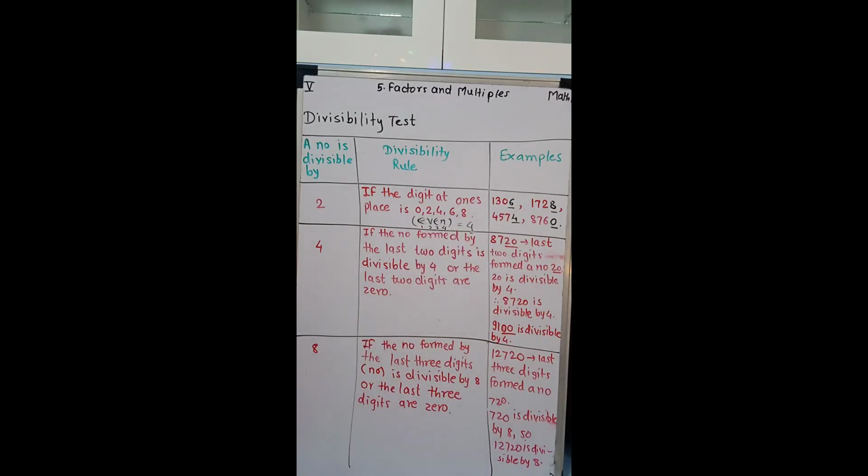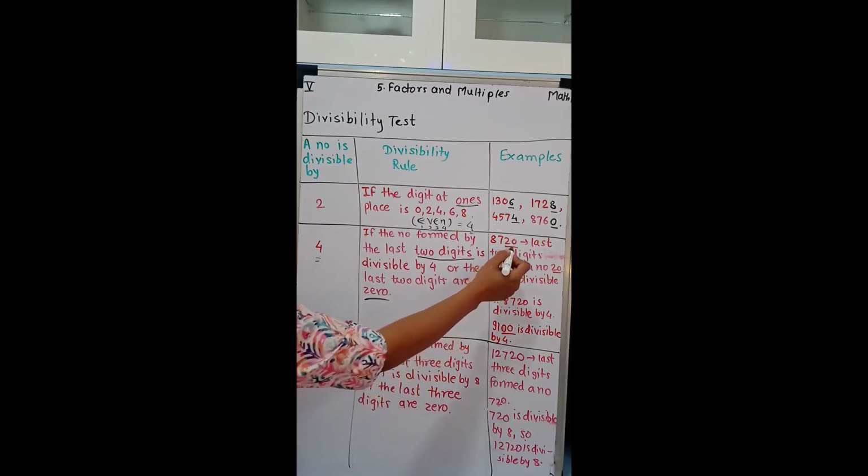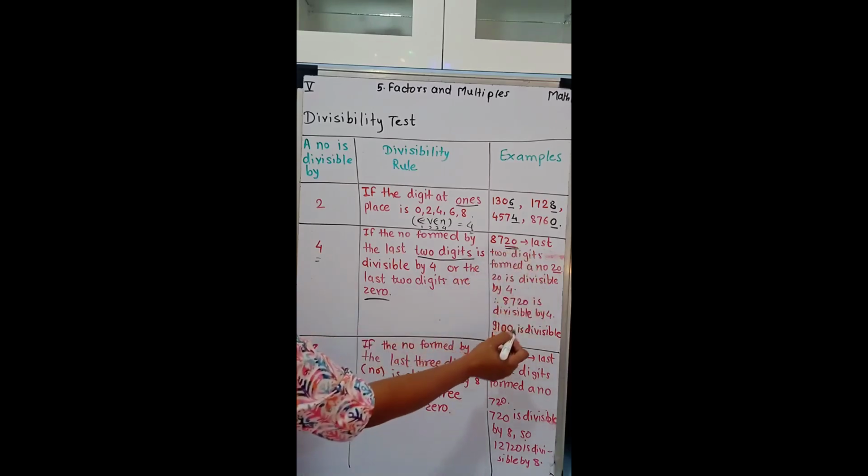Now it is the same again for 4, but here we look at the last two digits, not just one. If the number formed by the last two digits is divisible by 4, or the last two digits are 0, then that number is divisible by 4.